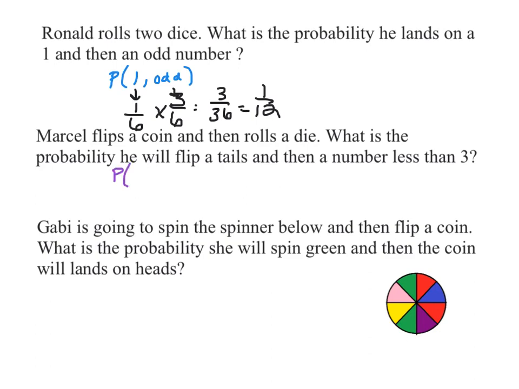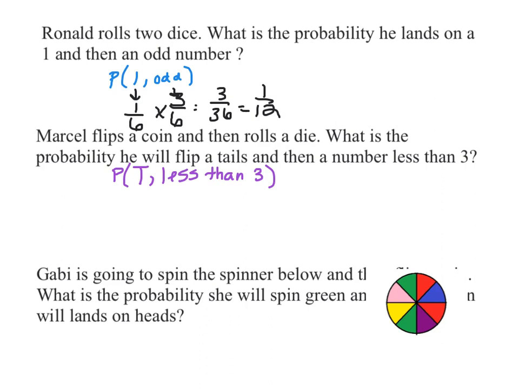Next one, Marcel is looking for, when he flips a coin, to land on tails, and then a number less than 3. So when you flip a coin, the chance of getting a tails is 1 out of 2. 2 is heads or tails, and there's 1 tails. I'm going to multiply that by the outcome that when I roll the die, it's going to be less than 3. So when I roll a die, there are 6 possible outcomes, and the numbers that are less than 3 are 1 and 2.